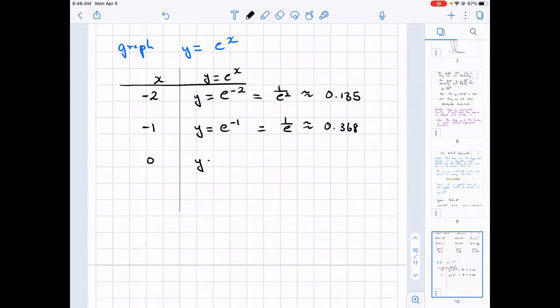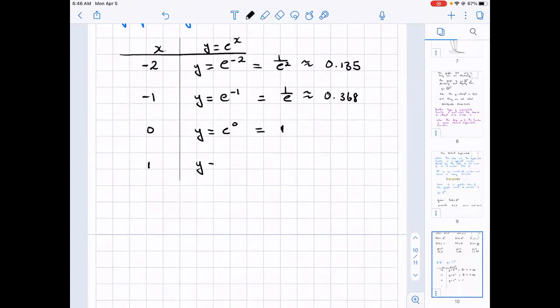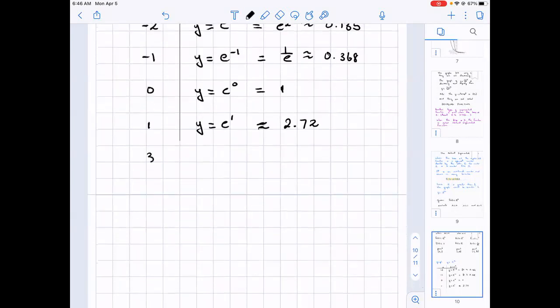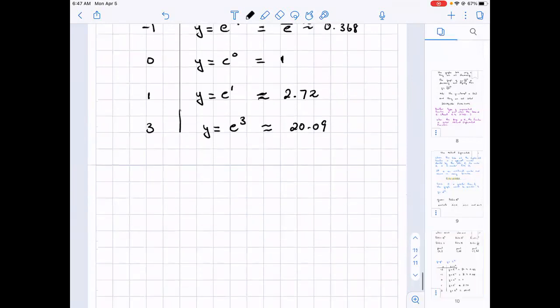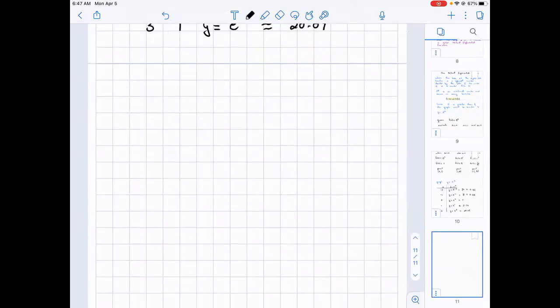And you can continue doing this. You're going to have e to the 0, which is just 1. If we have 1, you have y equals e to the 1, which is approximately 2.72 if I round to 2 decimal places. If you try 3 now, we have y equals e to the 3, and that is approximately 20.09. So if you plot these points, the graph looks very similar to 2 to the x. Well, one thing for sure is that the y-intercept is the same. 0, 1 will be the y-intercept.